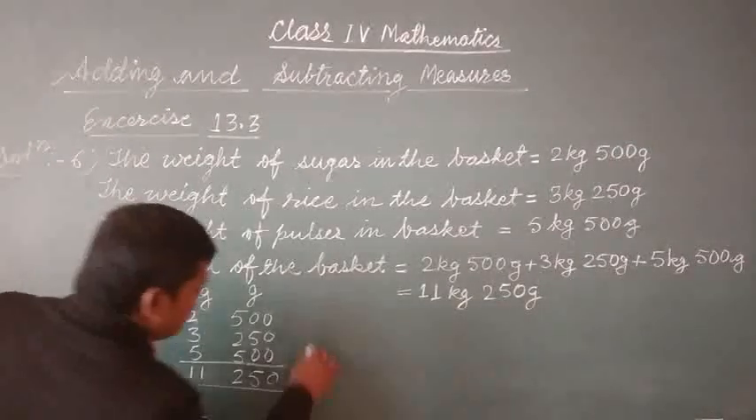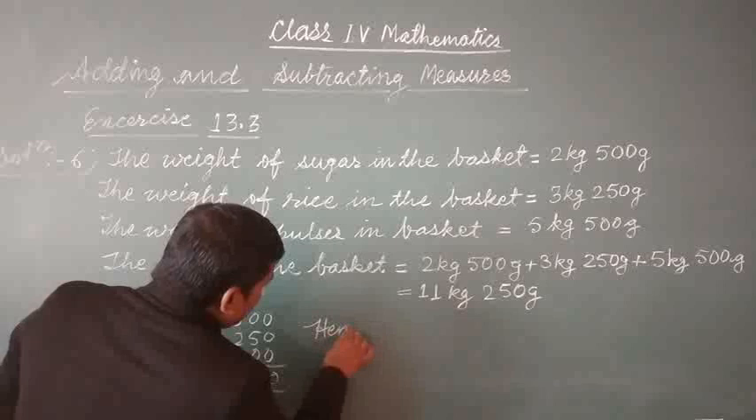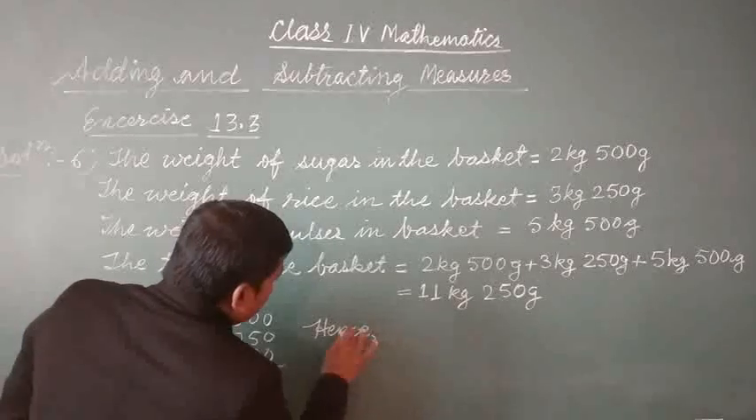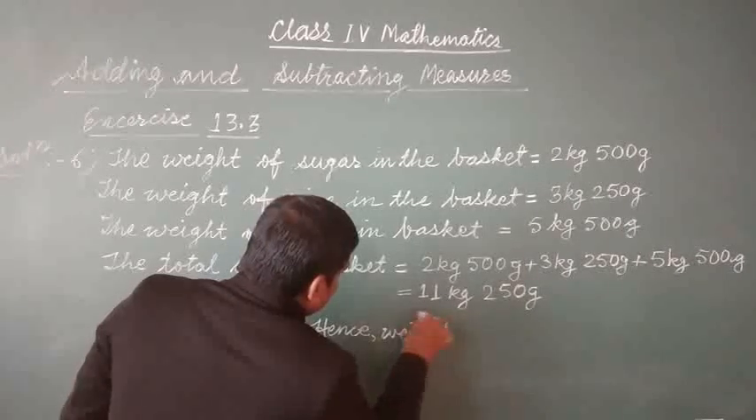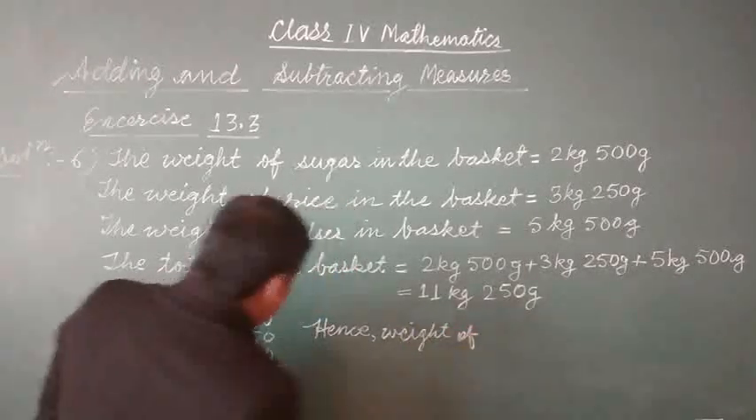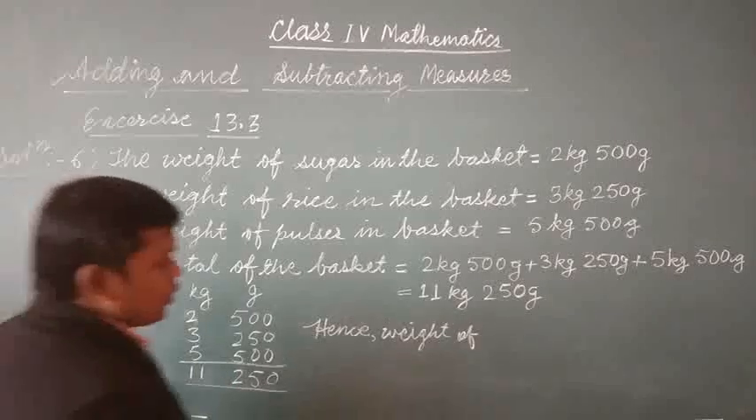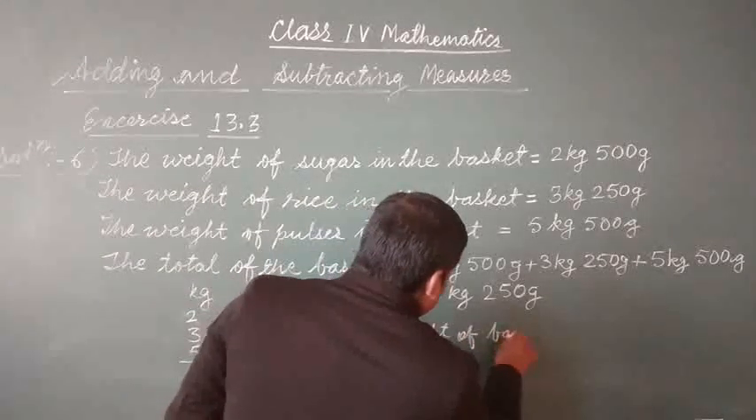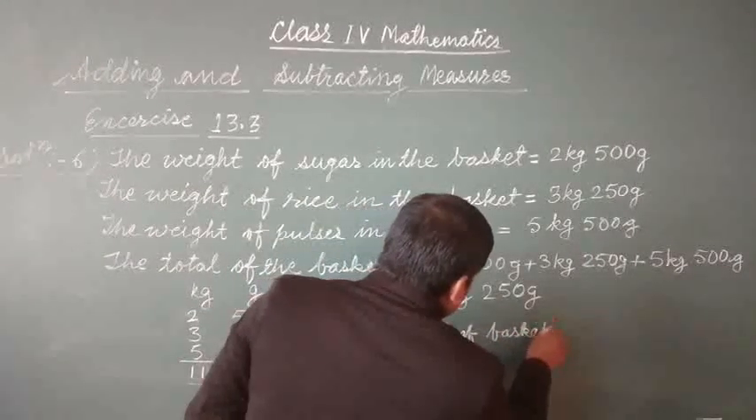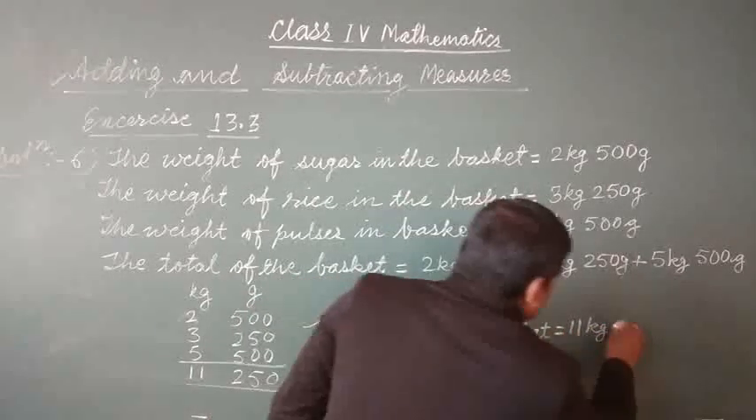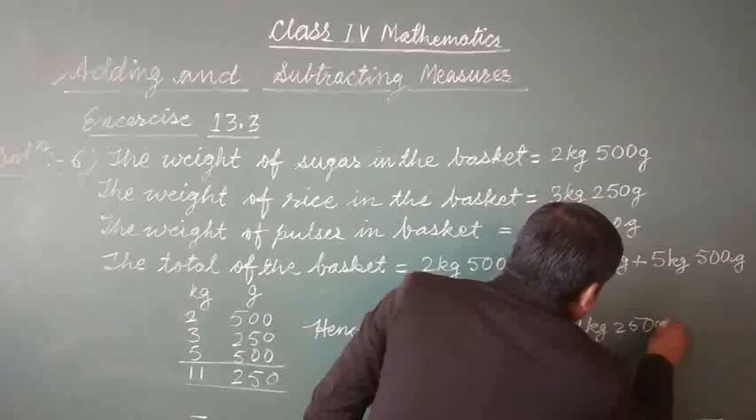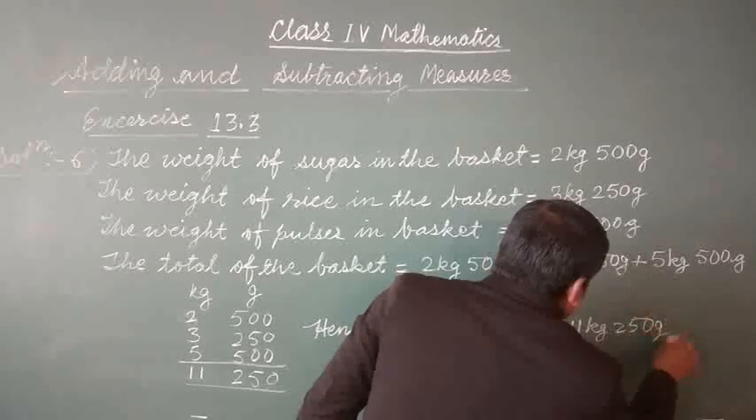And we write last line that hence, weight of basket is equal to, here is no space, that's why I am writing here, weight of basket is equal to 11 kg 250 gram. Answer.